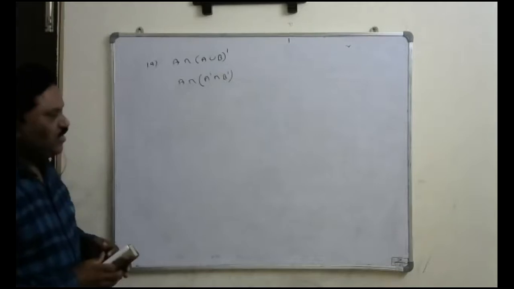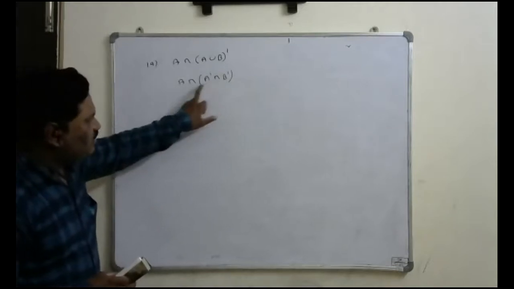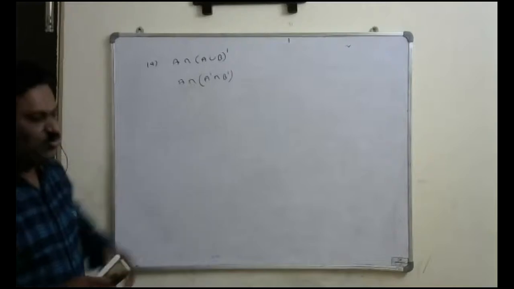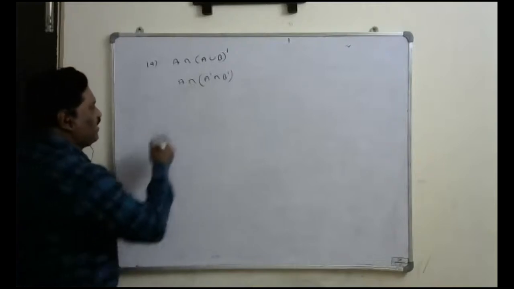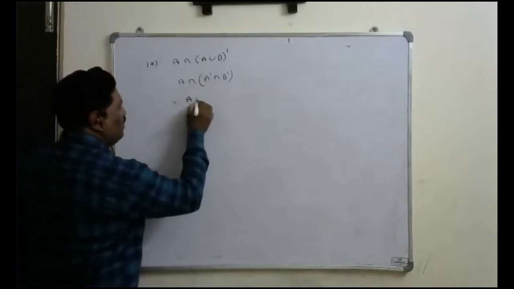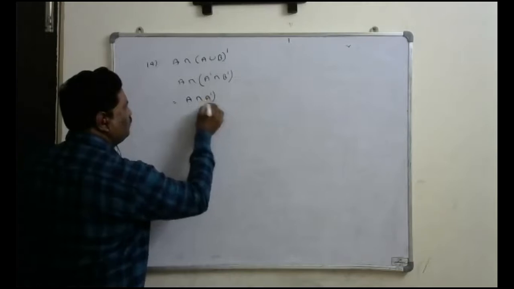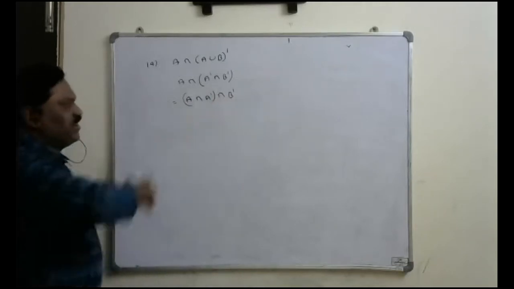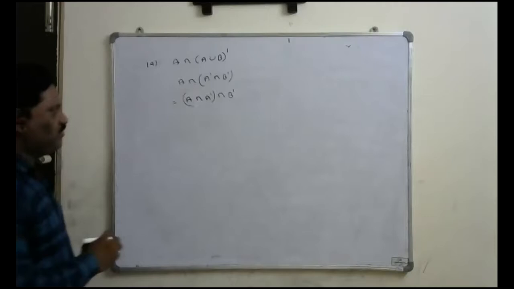Now, the outside and inside have the same operator, so you can go to the associative law. It means you can interchange the brackets. You can also write that as A intersection A' intersection B'. Like that, you can interchange the brackets, which is called the associative law.